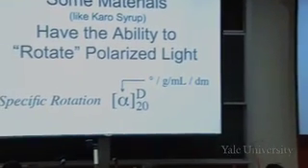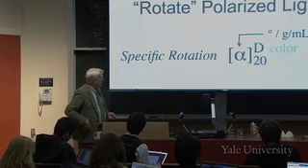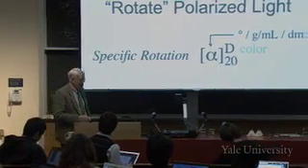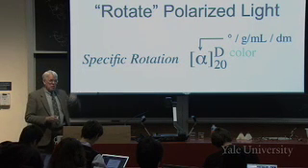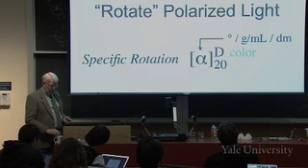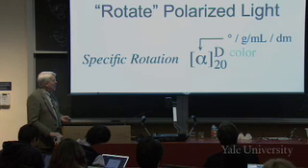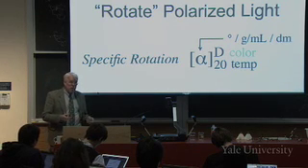Okay, so if we're going to make a measurement of the angle, how much it rotates, we're going to have to say what color we're talking about. And that's what the D is. The D is the color. There's a so-called D line of sodium, a yellow color. The yellow street lights are that color, right? So that's the color that was used because it was easy to generate in the old times. And 20 is how many degrees, because it's different for different temperatures.